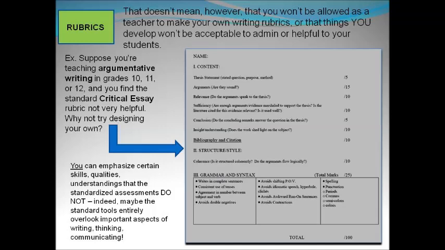Ask yourself, is this a good rubric? Does it do what I'm expecting it to do? Is it linked to the program of studies? That sort of thing.